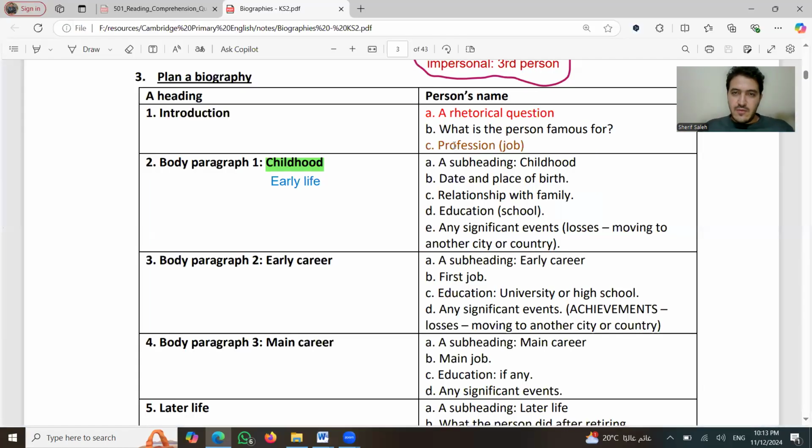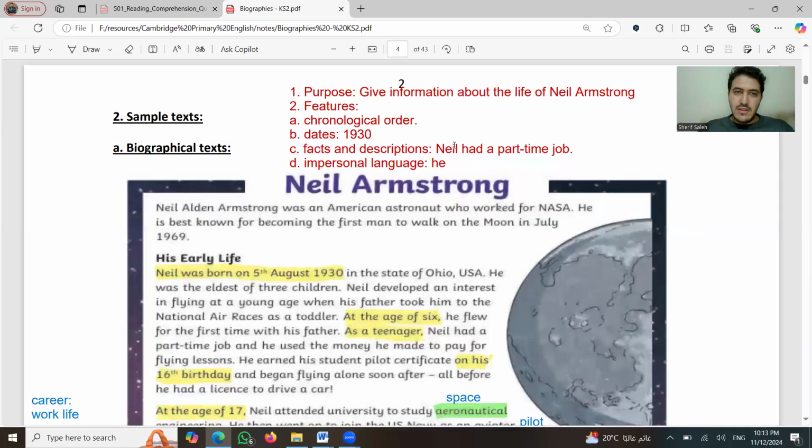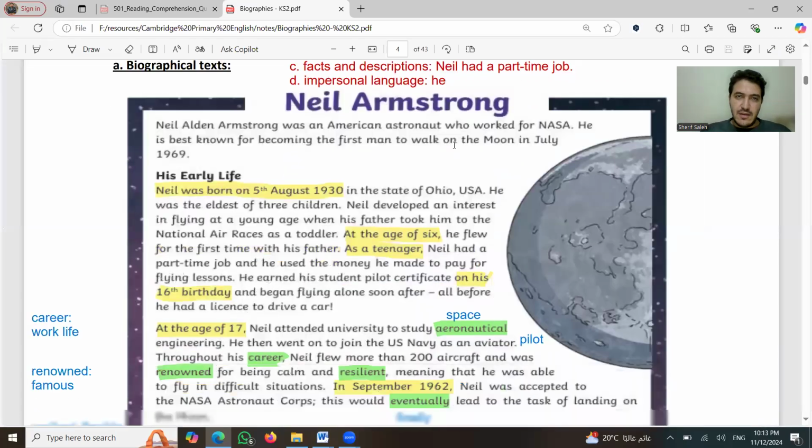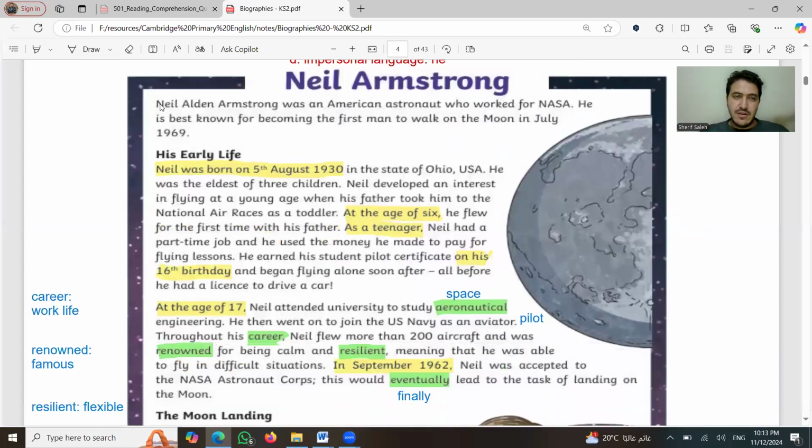And then after that, we need to say what the person is famous for and his or her profession. So we could follow the example text here. Neil Alden Armstrong was an American astronaut who worked for NASA, for example. He is best known for becoming the first man to walk on the moon. So we will simply follow the same thing.